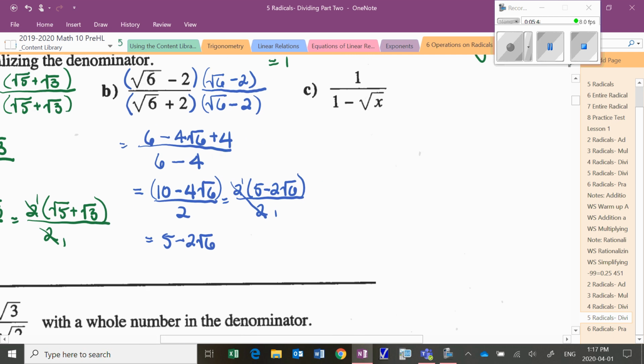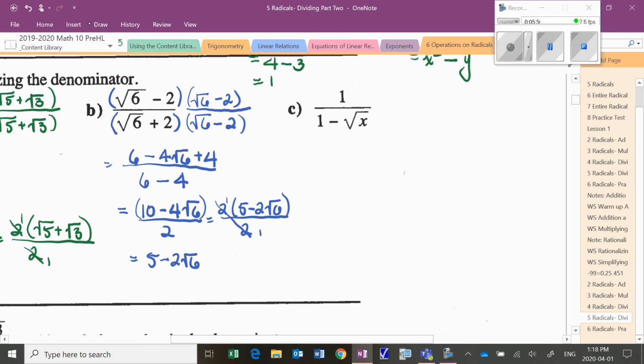Okay, looking at letter C, then again, we've got that binomial in the denominator that has a radical, so I know that I'm going to multiply by the conjugate, so 1 plus root x on both the numerator and the denominator. And so the numerator, when I distribute, I end up with obviously just 1 plus root x. In the denominator, we'll square the first term, so 1 times 1 is 1, minus, and root x times root x is simply just x. And so it's 1 plus root x over 1 minus x.